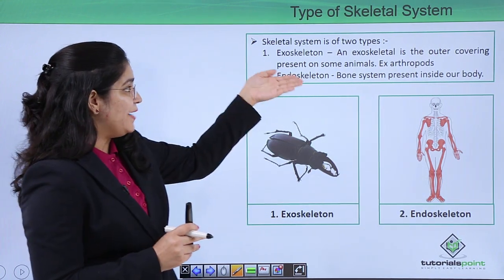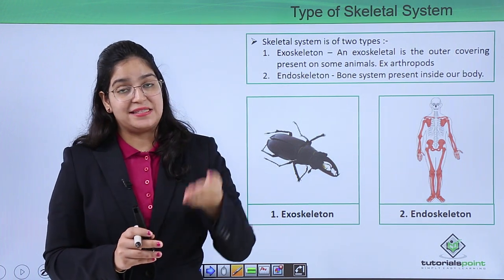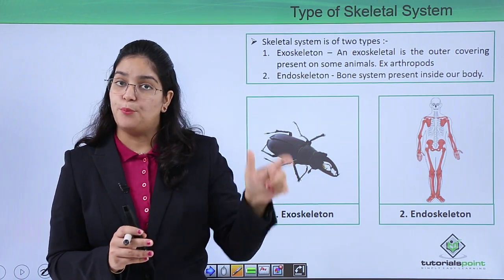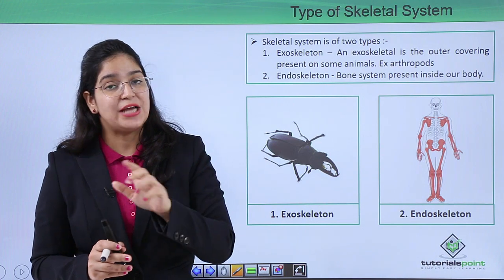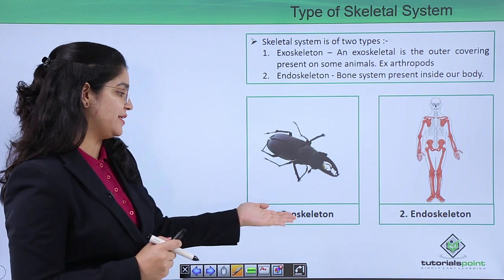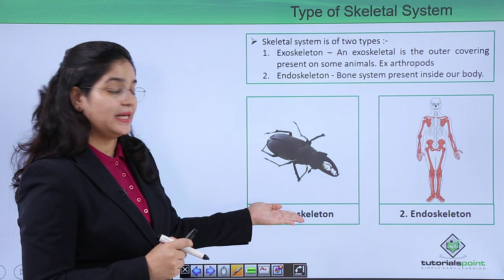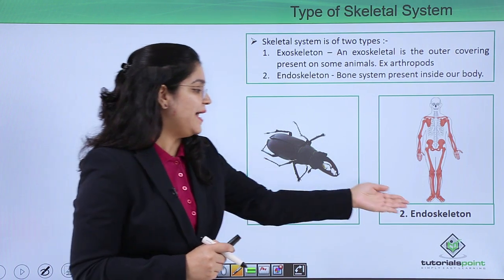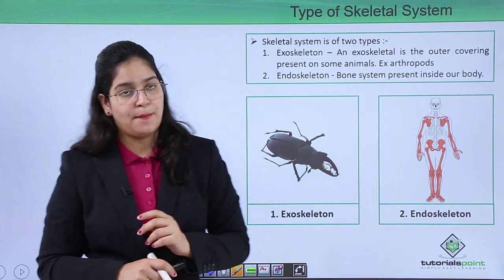Now, the endoskeleton system is the system which is made up of bones, associated cartilage and the joints. So, a good example of exoskeleton is arthropods and insects, and of endoskeleton is the human body.